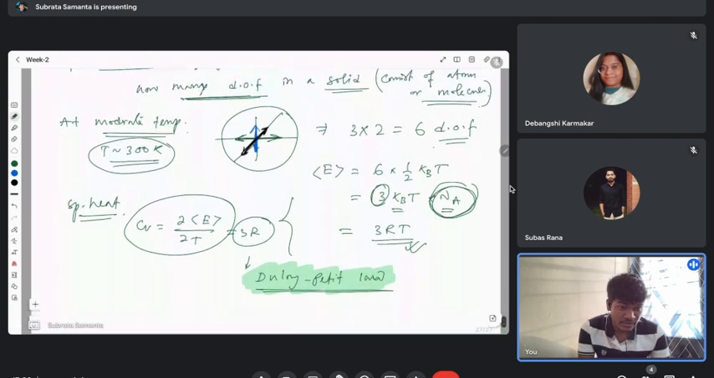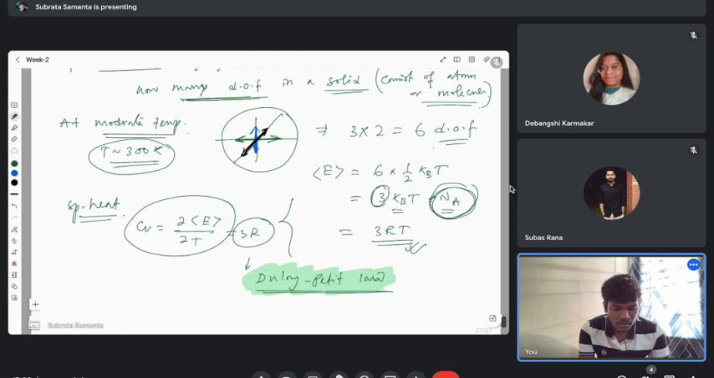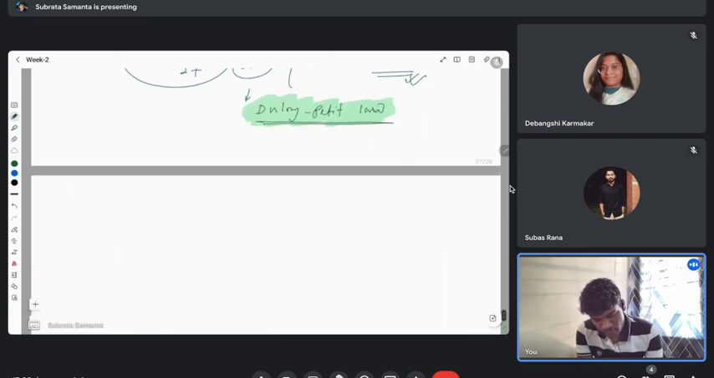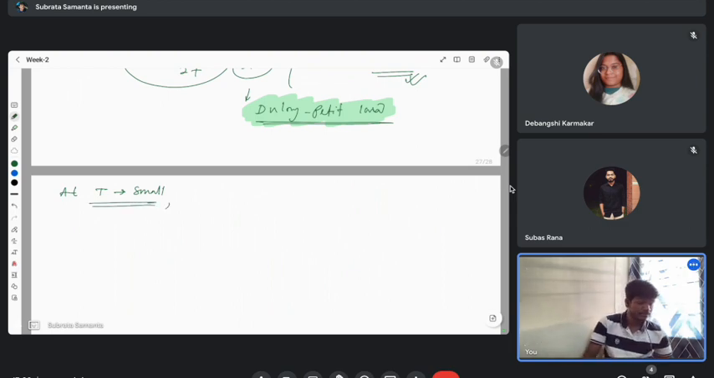At low temperature, what is the behavior? So previously, sometimes I told you that at low temperatures the physics might be different. Okay, so then at low temperatures, let's say T goes to be small. Okay, so then the Einstein.